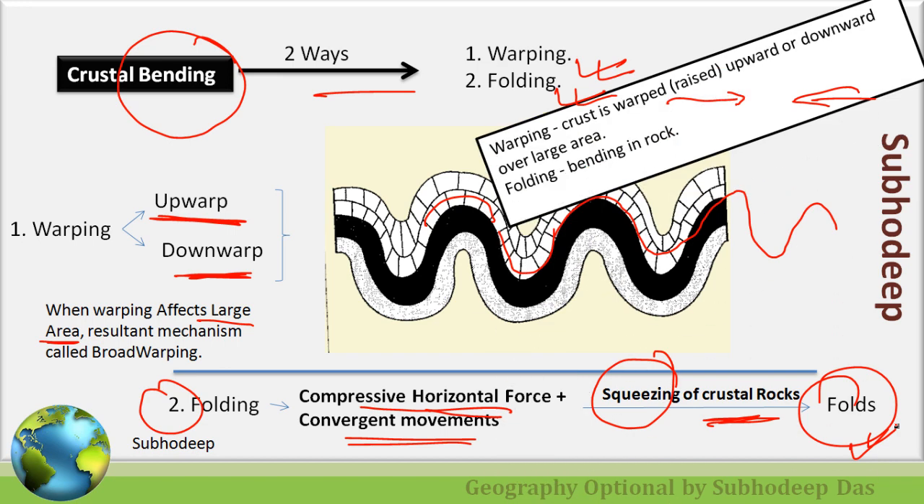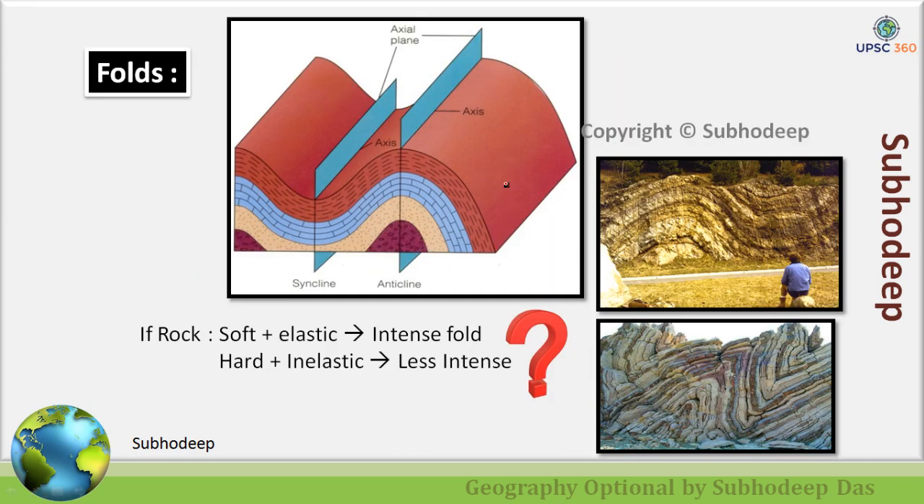Now, if we observe the basic difference between warping and folding, then what does warping mean? Warping is where the crust is warped, that is either it is raised upward or it is pushed downward, right? And in folding, basically bending of rocks happens. So this is the basic difference between warping and folding. All right. Next, folds. Let's see about folds. See what folds are. Basically, this is the kind of fold which we have shown in the picture, right? So what happens is it further depends on the characteristics of rocks.